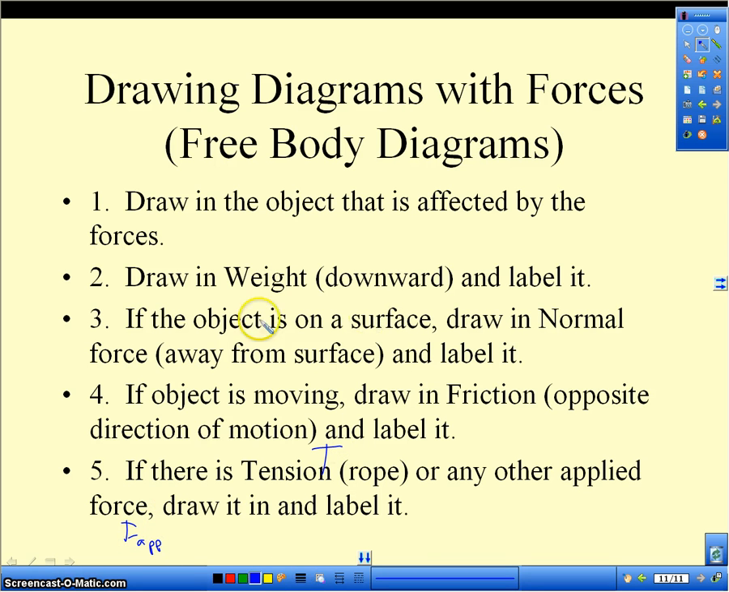Okay? And that's going to be how we draw a free body diagram. So you follow these steps, you'll get really good at drawing them. Won't be a problem at all. The next video I'm going to give you is going to be the rest of this PowerPoint, which is going to be examples for drawing free body diagrams.